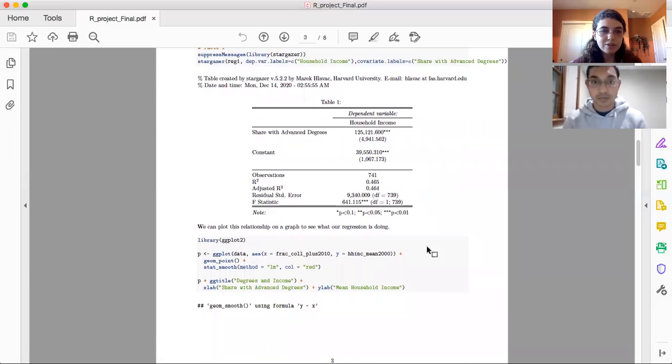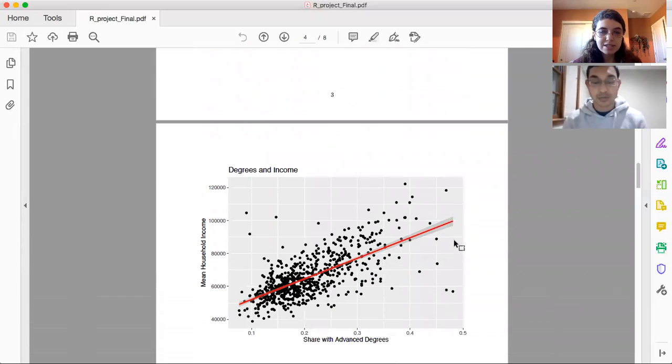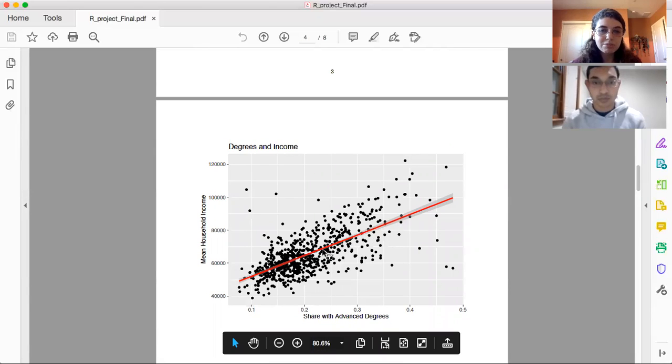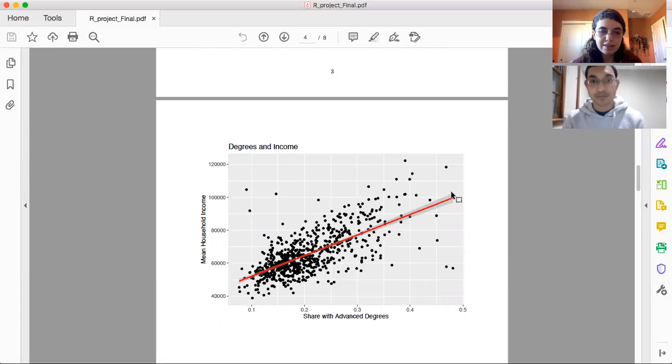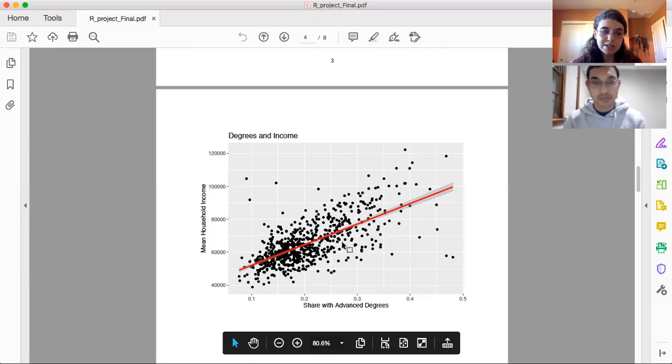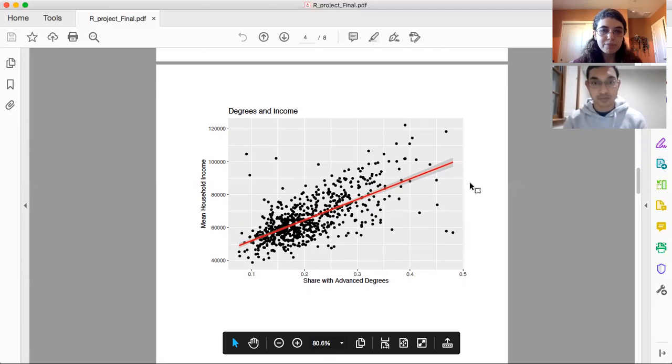So we plotted that using our ggplot, and you can see graphically that relationship. It's very obvious that there's a positive relationship. Our line of best fit is represented by this red line here. The gray shading that you see here is the confidence interval, and you can see that that confidence interval is relatively small, which is good. It means that we're relatively certain of the relationship that we have fit. And while it gets a bit fuzzier as you get a higher share with advanced degrees, it's fairly obvious that it's positive all the way through.